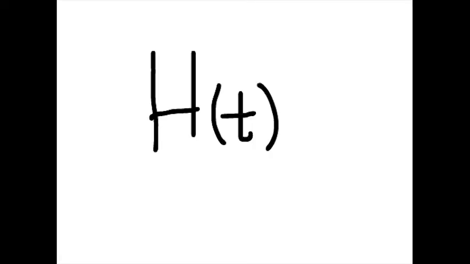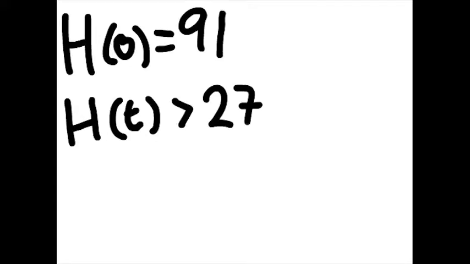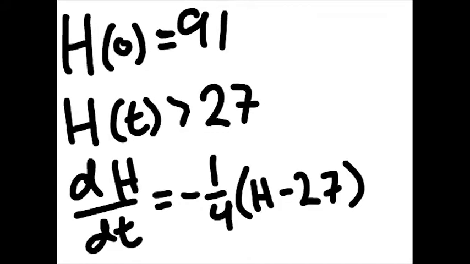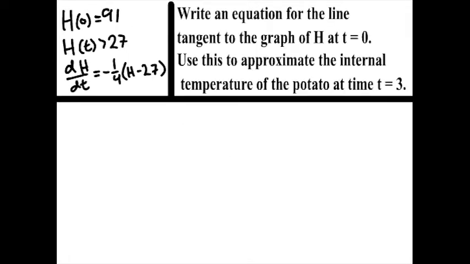So what do we know? We know that the internal temperature of the potato is represented by h of t. We know h of 0 is equal to 91. We know h of t is always greater than 27. And we know that dh/dt equals negative 1/4 (h minus 27). Let's put that over there. And look at what they want us to do with it.